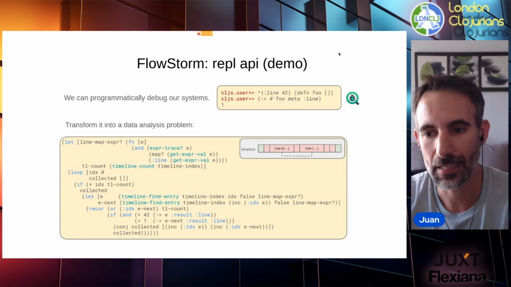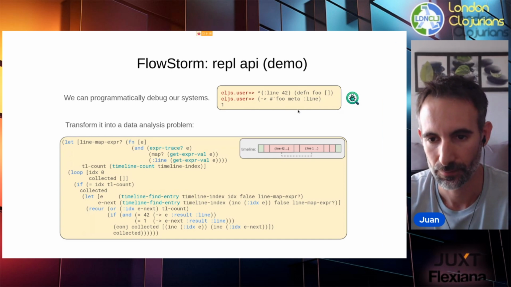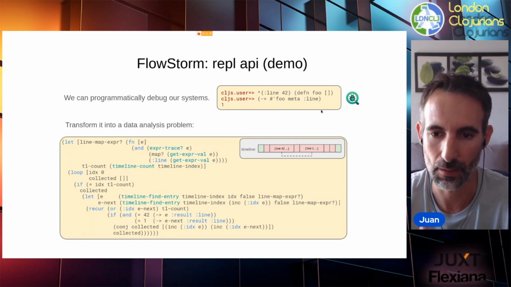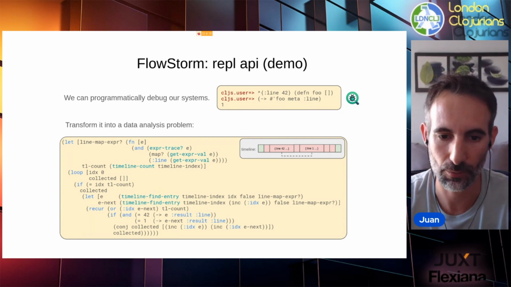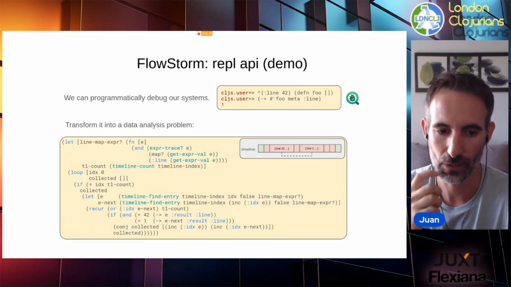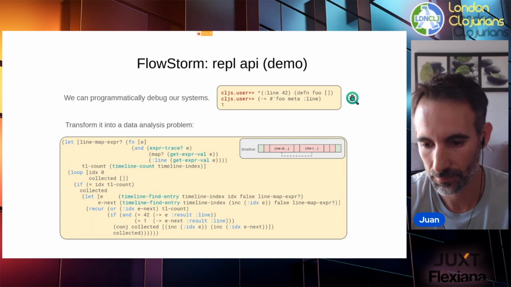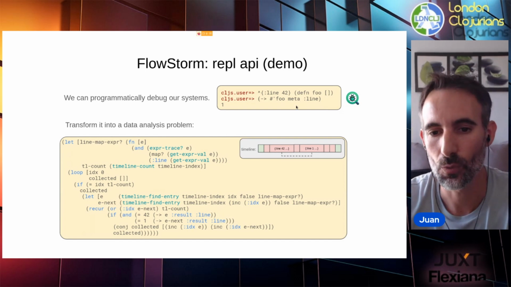So yeah, let's take a look at the bug first. This is a real bug. I ended up submitting a patch for a problem with the tools.reader, and I used FlowStorm to debug it. Not this technique, but this technique could also be applied. So what is the bug about?